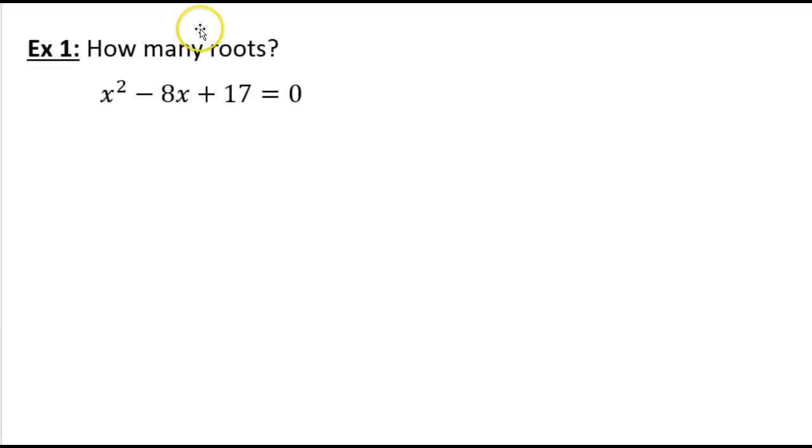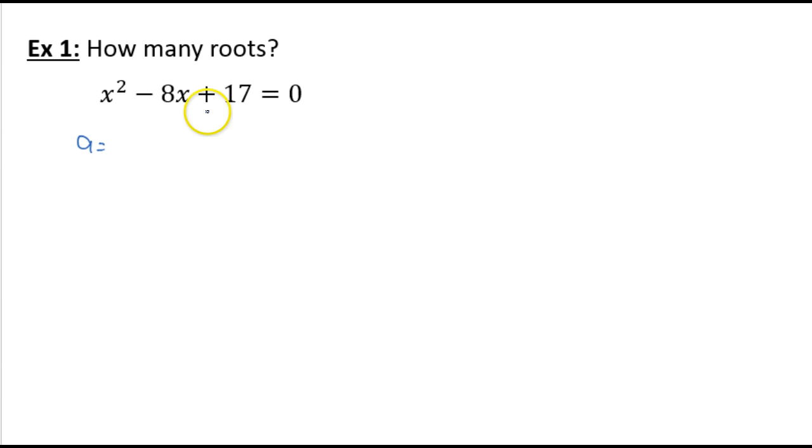So we're going to look at the very first example. We want to find out what our discriminant is, or I'm sorry, how many roots we have. And again, our discriminant is in charge of finding out the number of roots each quadratic function has. So this is already in standard form and it's set equal to 0. So we're good to start working with this problem.